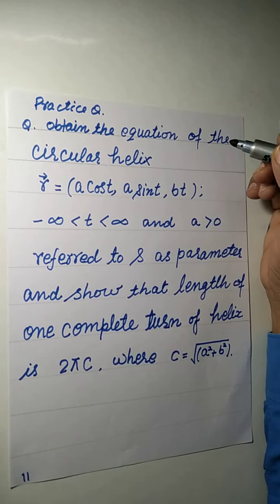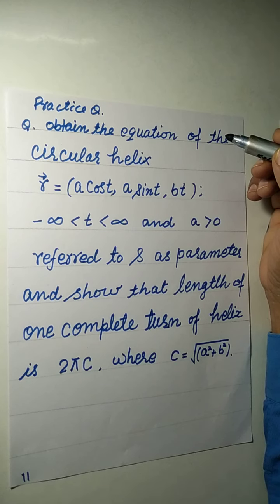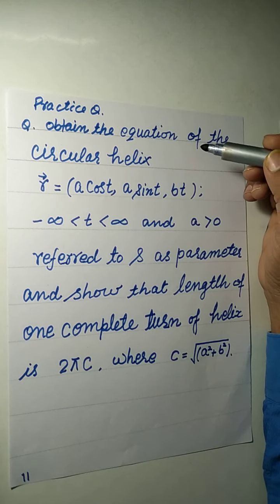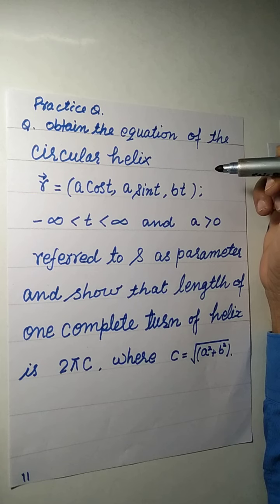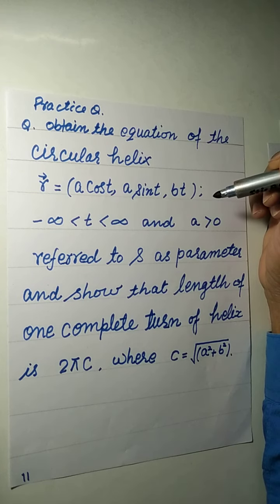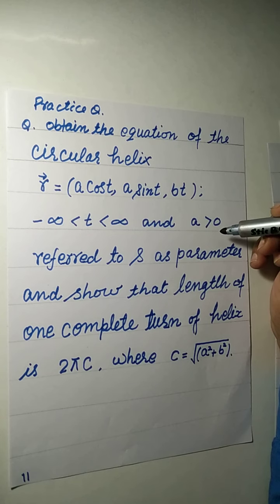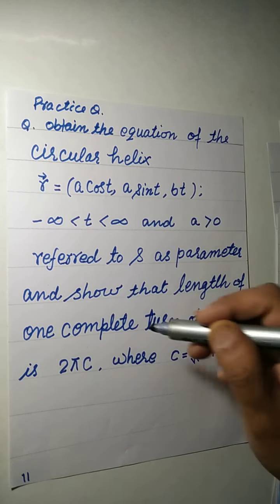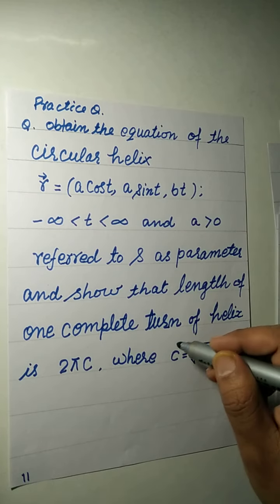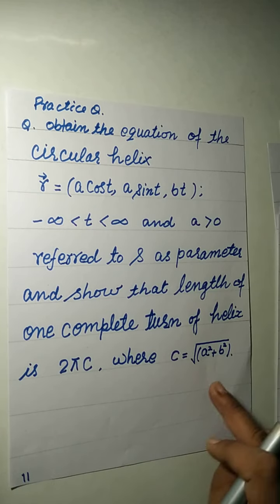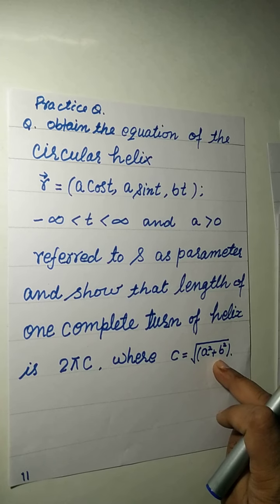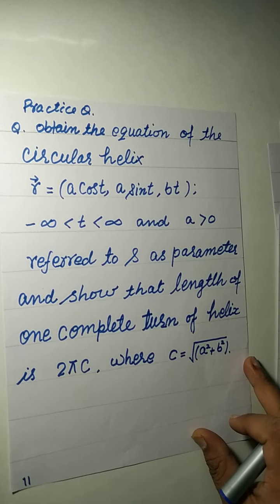Now we have some practice questions. Obtain the equation of the circular helix r equals a cos t, a sin t, bt, where t lies between this range and a is greater than 0. Refer to s as the parameter and show that the length of the complete turn of the helix is 2 pi c, where c is given by this one. This is a practice question.